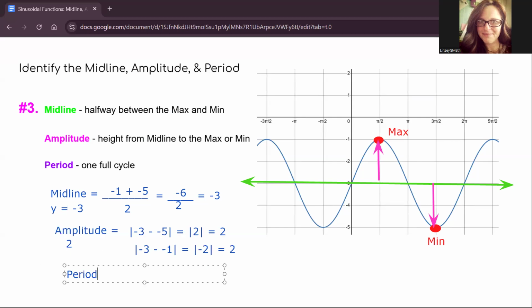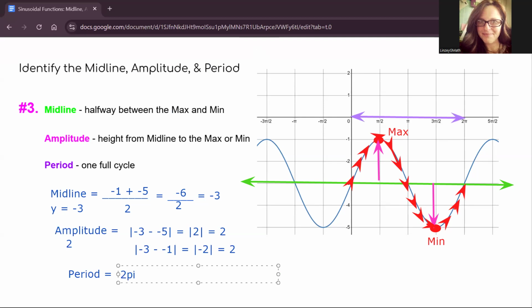And then the period, one full cycle of our graph. If we start here at the midline, go up to a maximum, down to a minimum, back to the midline, it looks like one full cycle occurs every 2 pi. So our period is 2 pi. Let's do one more problem.